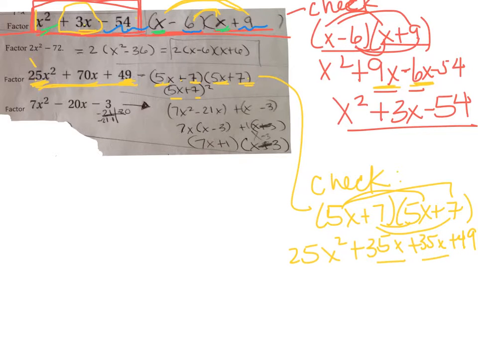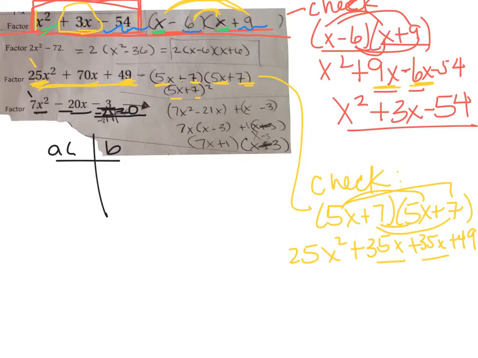Otherwise, if it's again a trinomial, so 3 terms, and a quadratic, and a is not a perfect square, in this case a is 7, that's where you're going to want to make this table. This is our AC B table, right? So a times c is negative 21, that's where this negative 21 came from. You're looking for factors of negative 21 that add up to b, which in this case was negative 20.